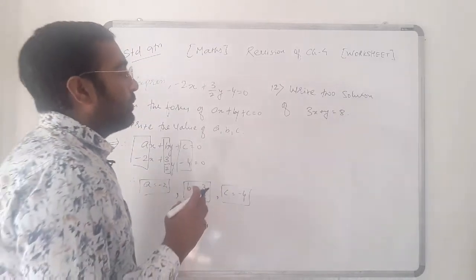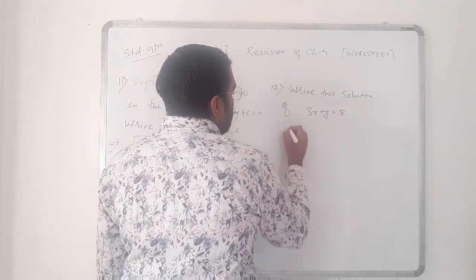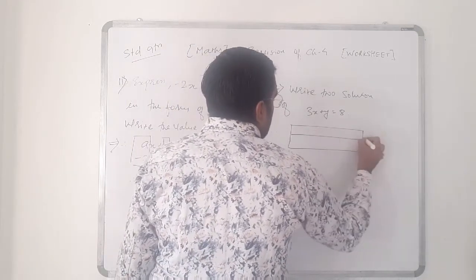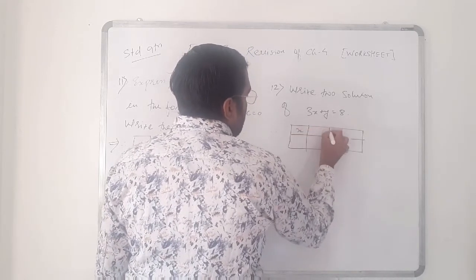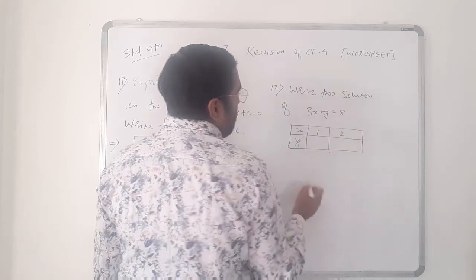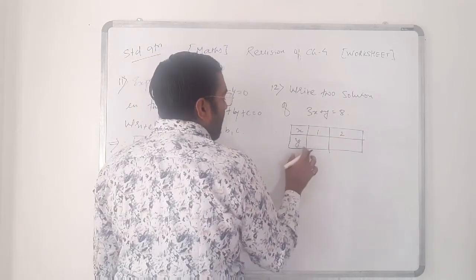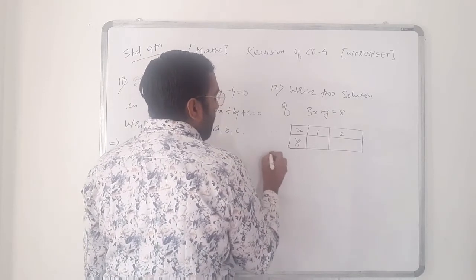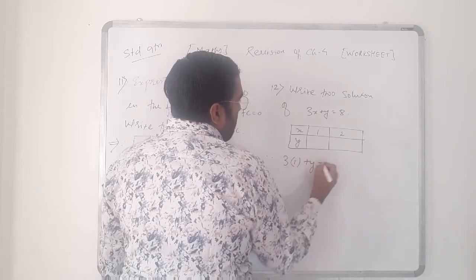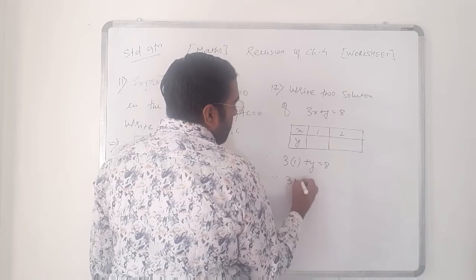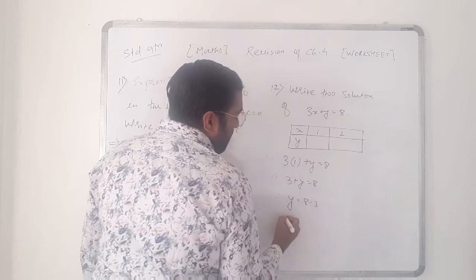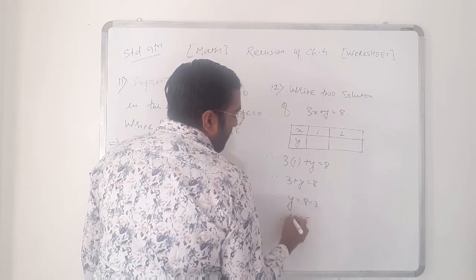Okay, so I'll take the value of x as 1 and the value of x as 2. I'll assume 1 and 2. So 3 into 1 plus y is equal to 8. So 3 plus y equal to 8. Therefore y is equal to 8 minus 3, so y equal to 5.